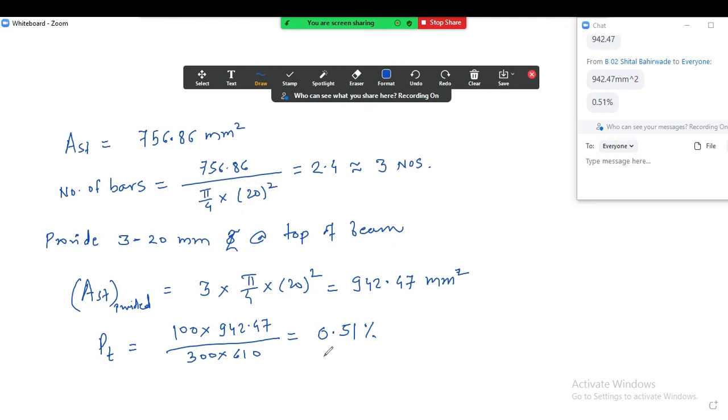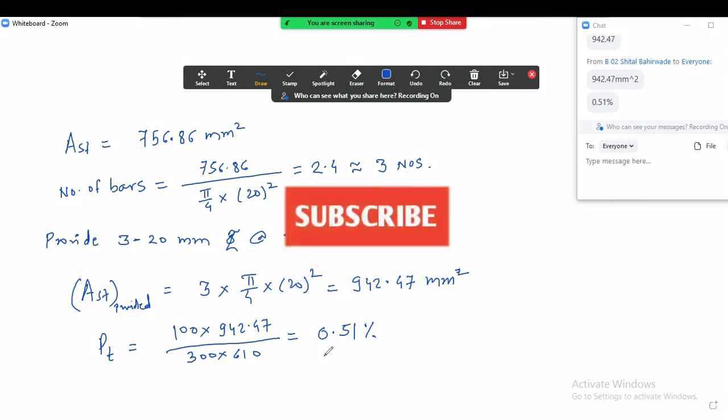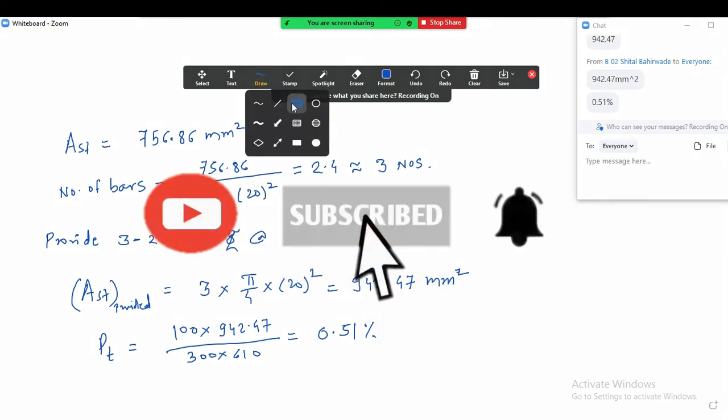Okay, 0.51%. Now you know that in the beam we need to provide the stirrups also. In slab we will not provide the stirrups, but in beams and columns we need to provide the stirrups. So to provide the stirrups we should design the shear reinforcement. Stirrups म्हणजे काय सगळ्यांना माहिती आहे, I hope now.